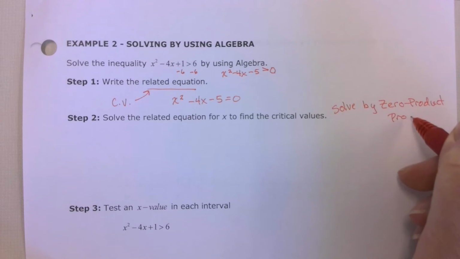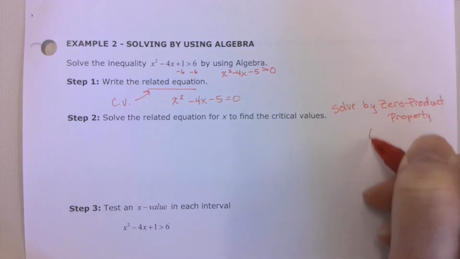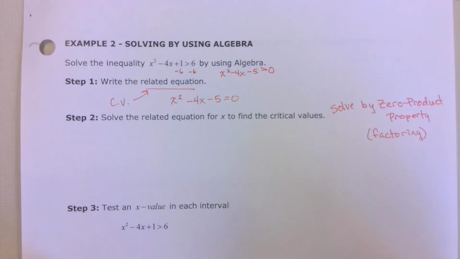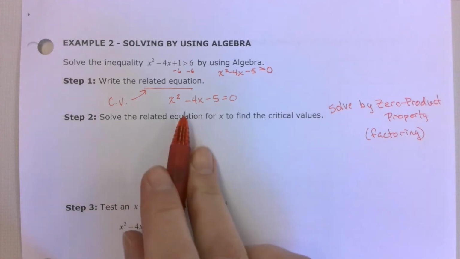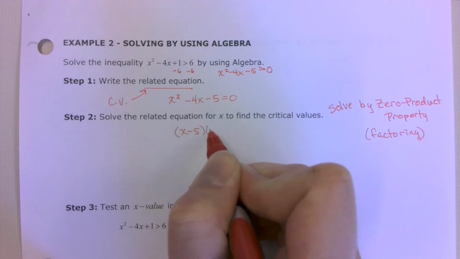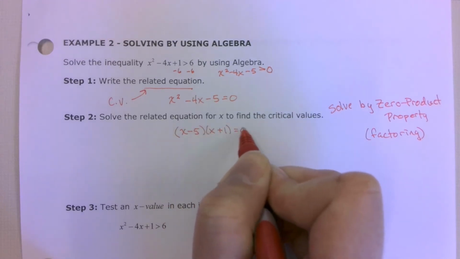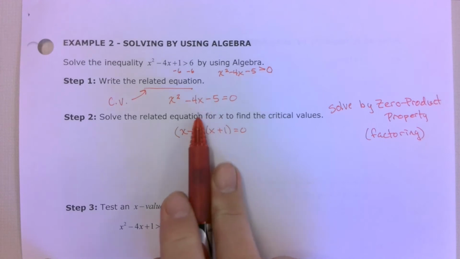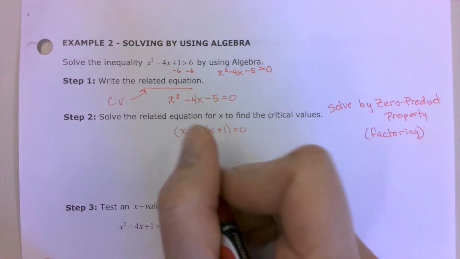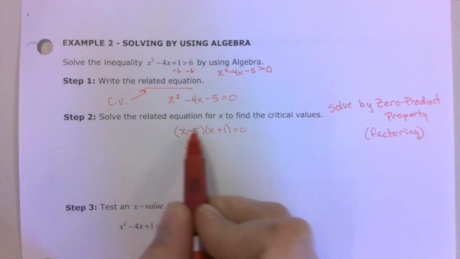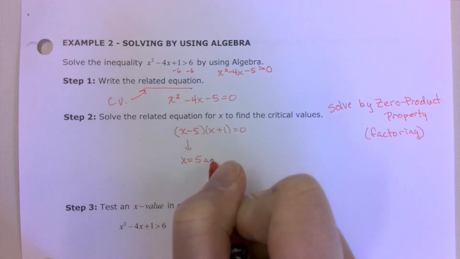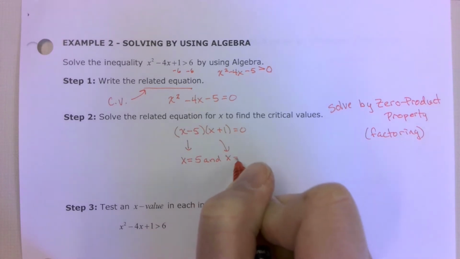Now, as a reminder, in order to use the zero product property, we are factoring. We have some fairly simple factoring problems to do. So when we go ahead and do this, we're going to take this problem and we're going to factor it, reverse FOIL. So x minus 5, x plus 1 is equal to 0. So remember, we're finding factors of negative 5 that add up to negative 4. And so here are our factors. And zero product property tells us that either this term equals 0 or this term equals 0. So x could equal 5, and we also have x could be negative 1.